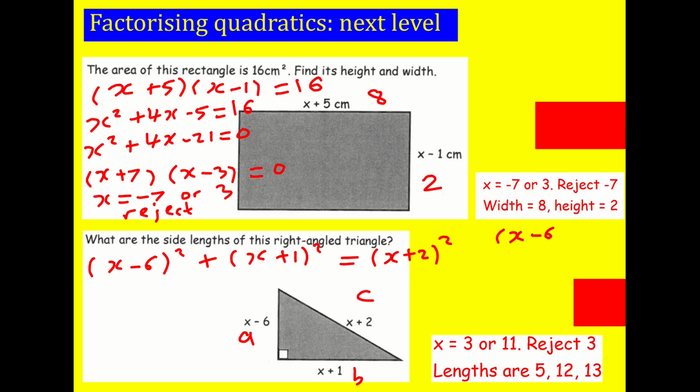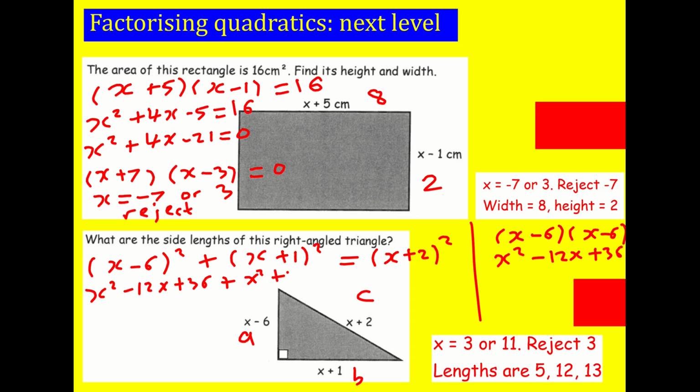So x minus 6 squared is actually x minus 6 times x minus 6. Don't just be writing x squared plus 36. It's going to be x squared minus 6x minus another 6x, so minus 12x plus 36. Remember that. So it's going to be x squared minus 12x plus 36 plus x squared plus 2x, because I get an x from the one and an x from the other one, plus 1, and that's going to equal x squared plus 4x plus 4.